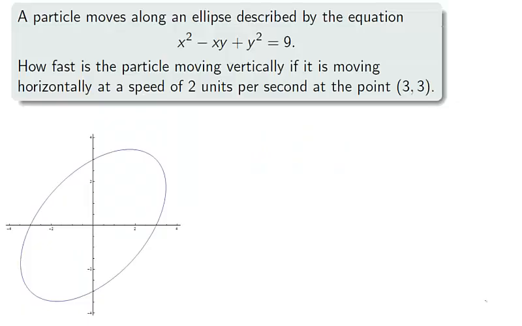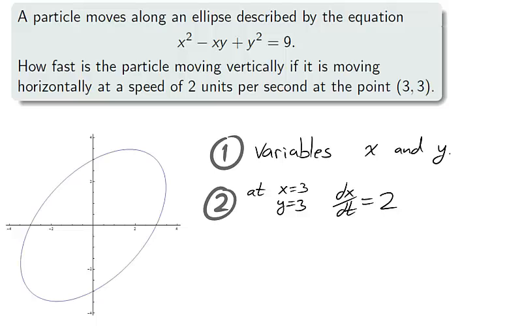Let's take another example. Suppose a particle is moving along an ellipse. The equation relates the horizontal coordinate x with the vertical coordinate y. Therefore, we can use it to relate the horizontal rate of change with the vertical rate of change. Let's answer our questions. 1. We have two variables, x and y.